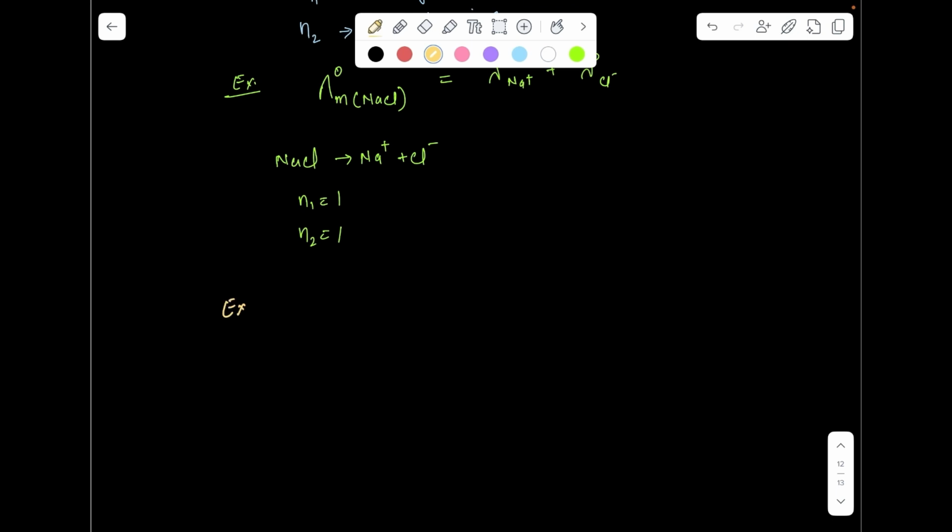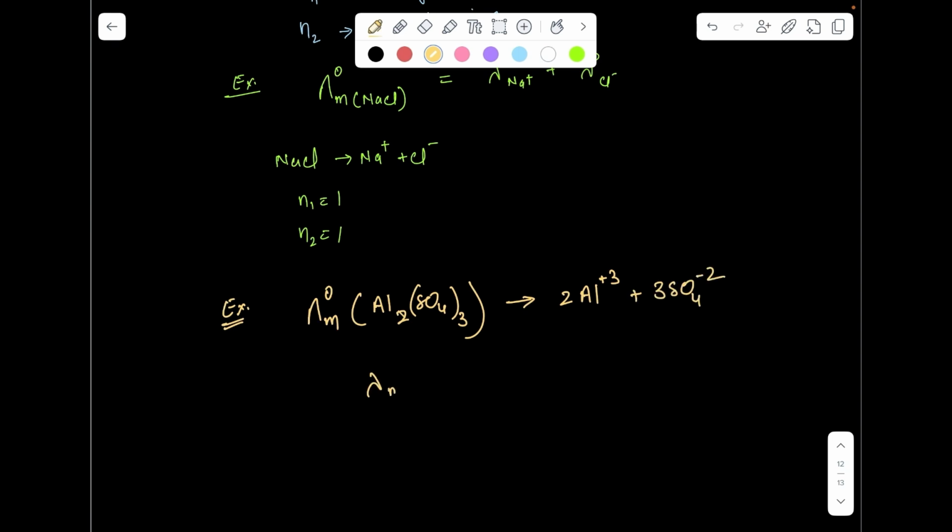Similarly, we can take another example of molar conductivity at infinite dilution for aluminium sulfate, Al2(SO4)3, that is giving us twice aluminium plus 3 and 3 of sulfate. So the total molar conductivity at infinite dilution would be equal to twice the conductivity done by the aluminium and the conductivity done by the sulfate ion.